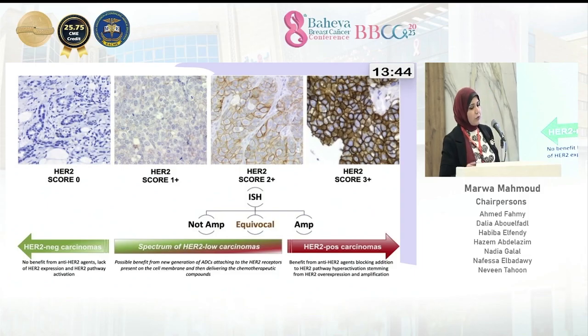The intermediate group is HER2 low carcinoma, which include HER2 score 1 plus and HER2 score 2 plus. HER2 score 2 plus is eligible for ISH interpretation, and the result will be not amplified or amplified, and no longer we use the term equivocal for SISH.